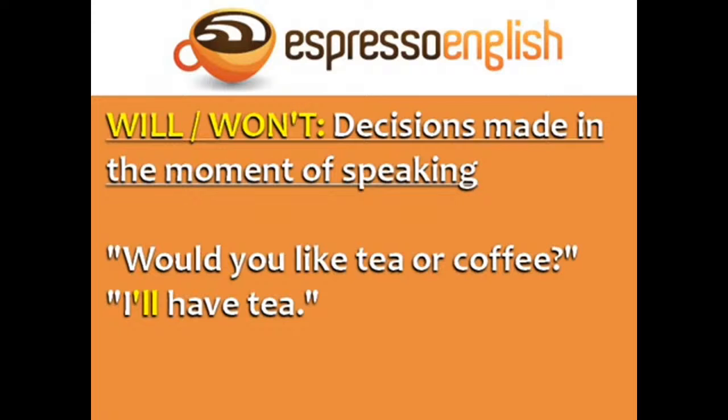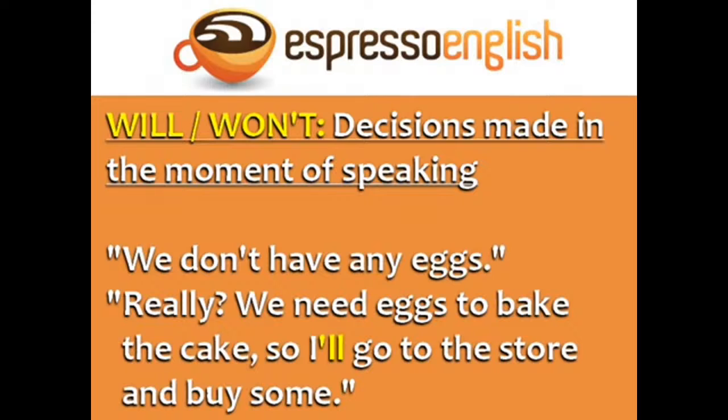Finally, use will or won't for decisions made in the moment of speaking. For example, if someone asks, "Would you like tea or coffee?" you can say, "I'll have tea," because you made the decision in that moment. Here's another example. We don't have any eggs. Really? We need eggs to bake the cake, so I'll go to the store and buy some.